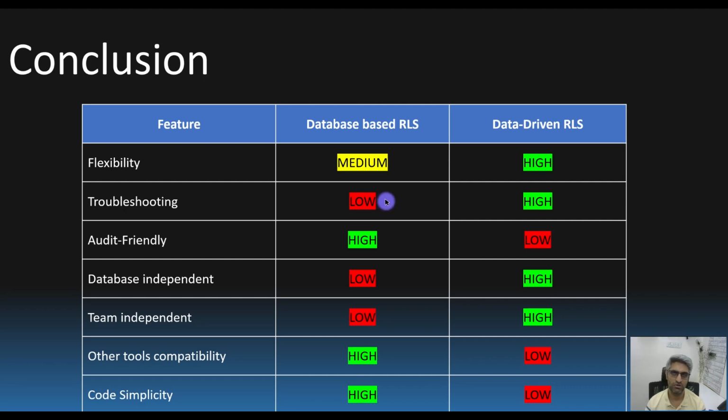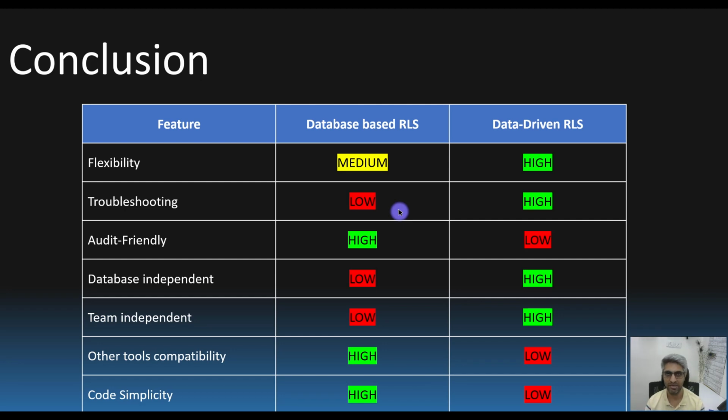And when it comes to troubleshooting, which is the next parameter, database-based RLS is quite difficult to troubleshoot, right? And I'll give you an example. Imagine a user says, when I log in, I am supposed to see 50 records, but I only see 25 records. And now you as a developer are supposed to troubleshoot it. But the problem with this is you cannot log in as that user. You can't ask the user to share his or her credentials so you can log in and check. That's simply not going to happen.